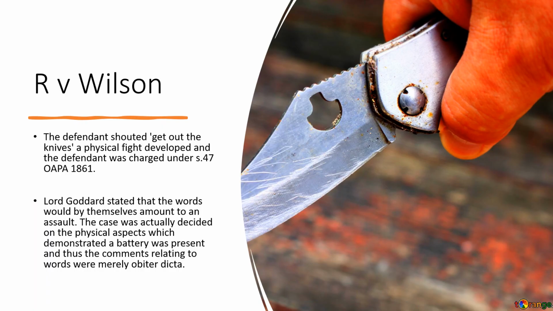In Wilson, the defendant shouted, "Get out the knives," when a physical fight developed, and the defendant was charged under Section 47 of the Offences Against the Person Act 1861. Now we know assault can amount to ABH as well. But Lord Goddard stated that the words would by themselves amount to an assault. So of course we've got this idea that the case could be different, but assault is an underpinning element of ABH, and so we need to prove assault first.